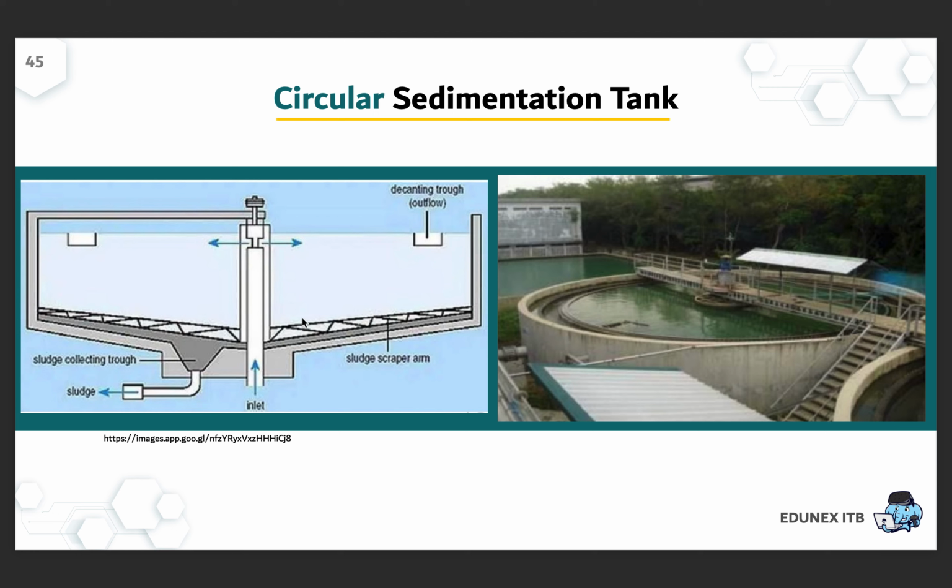When we have a circular sedimentation tank, usually we have what we call a scraper arm. This is the scraper arm, and it rotates continuously and collects all the deposited particles down here. Later on, the deposited particles will be collected in the sludge collecting trough and then disposed out of the sedimentation tank. On the right-hand side, you can see the figure of the sedimentation tank in industry.